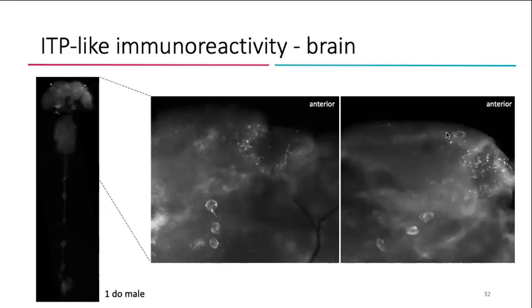And using whole mount immunohistochemistry, the central nervous system from 1-day-old male and female mosquitoes revealed ITP-like immunostaining in these 3 pairs of lateral neurosecretory cells in this medial region of the brain hemisphere, along with a single pair of neuropeptides along the anterior region of each brain hemisphere. And we can also see these projections leading to the anterior portion of the brain over here.